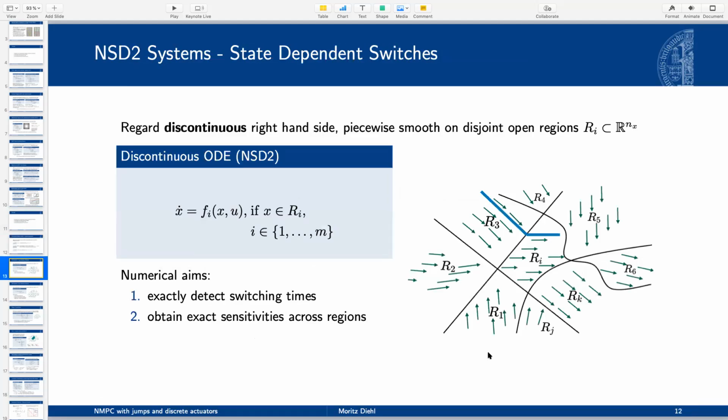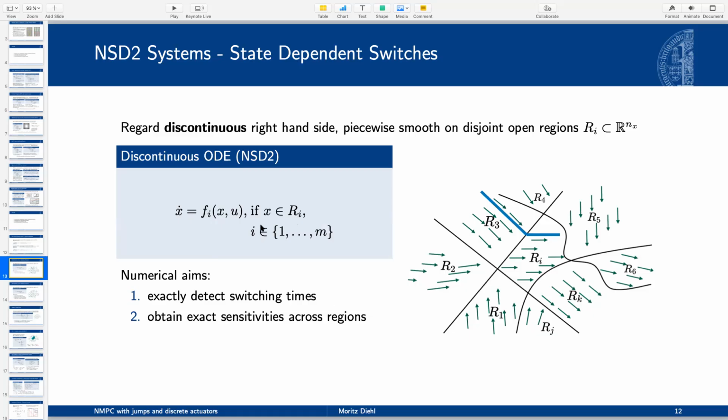So let's first look at how this looks in state space. So think of a discontinuous right-hand side, which could be piecewise smooth on some disjoint open regions in state space, which I call Ri. So on each region, there is a nice differentiable dynamics, but between them, they can jump. And these boundaries are here the black lines. And we could express it this way by just saying F is Fi if x is in the region Ri, and yeah, in every region, a different one.